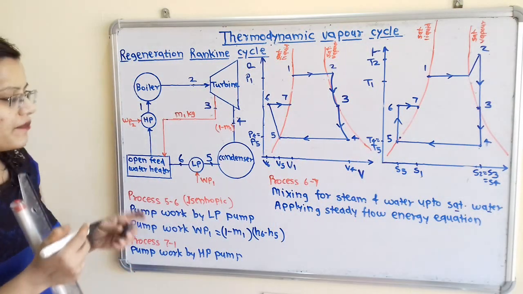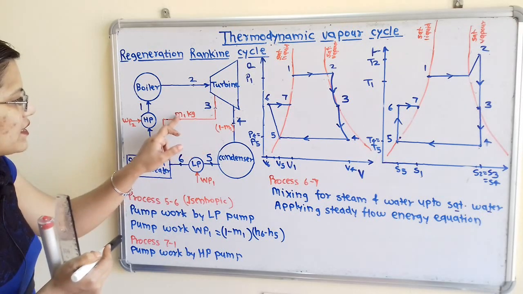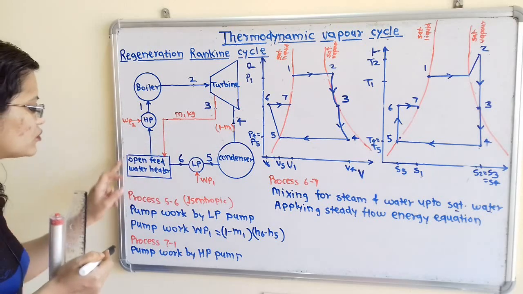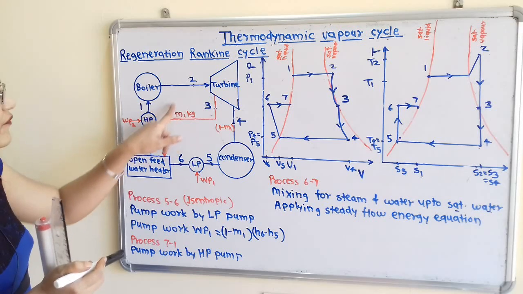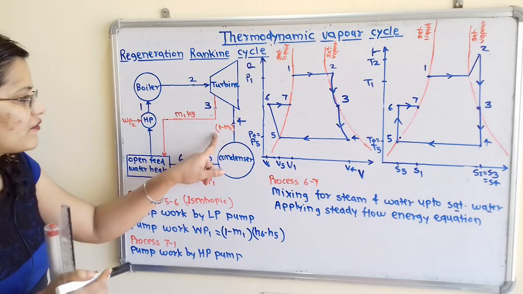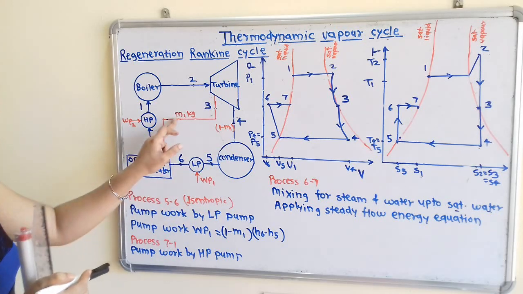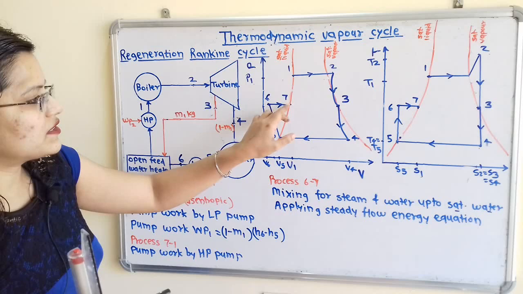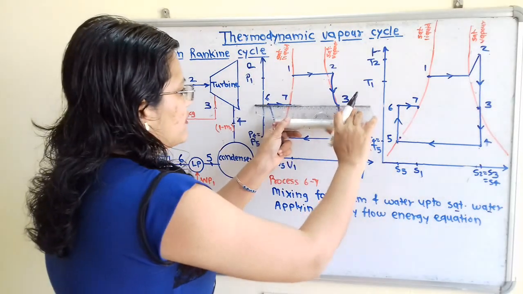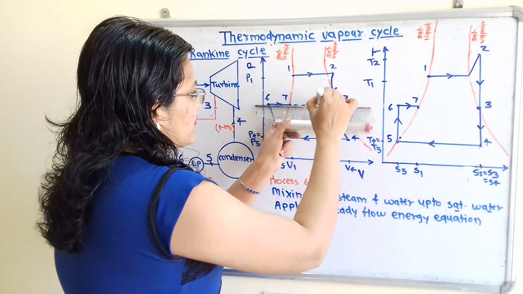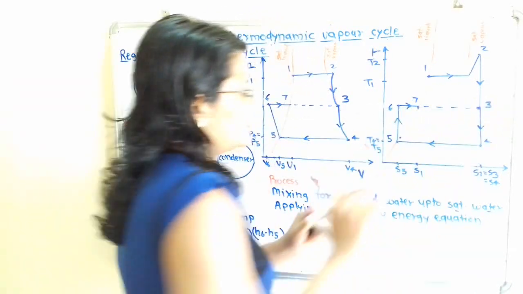Now remember from this point 3 here, m1 kilogram also reaches to this open feed water heater, and this whole mixture, that is this m1 kilogram of working substance and 1 minus m1 kilogram of working substance, mixes here. So this m1 kilogram is from this point 3. So we have to also join this point 3 and 7. So I will join this point 3 and 7 by this dash line. So in this way we will join this.